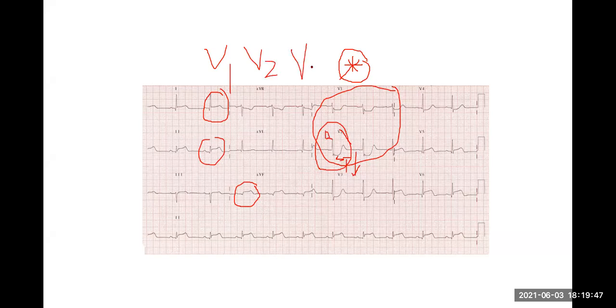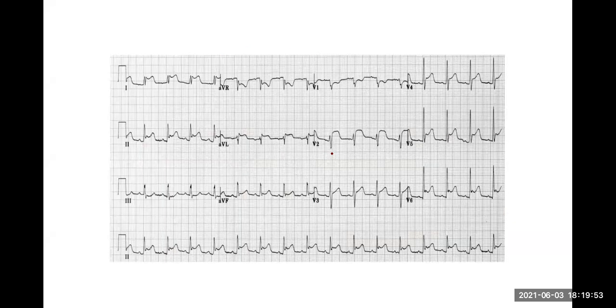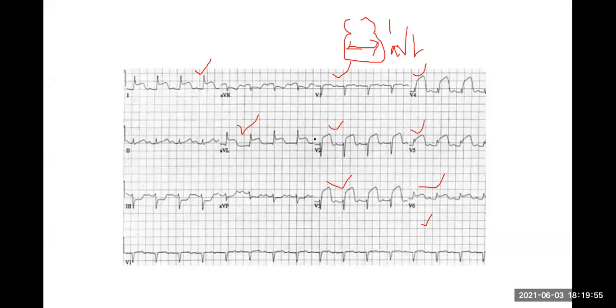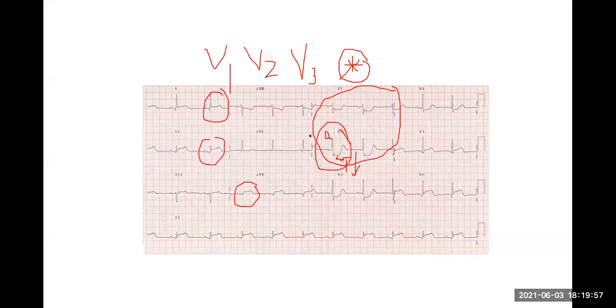So what is the criteria for posterior STEMI? A dominant R wave. So you will get a positive R wave or dominant R wave in V1, V2, V3 and ST depression in V1, V2, V3. Right? That is considered a posterior STEMI. It is very, very difficult to catch.